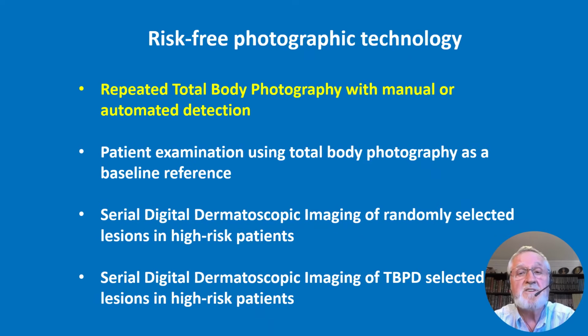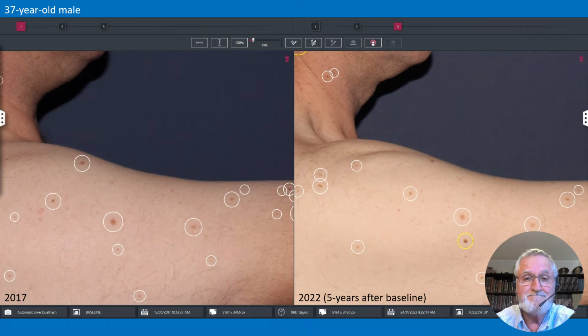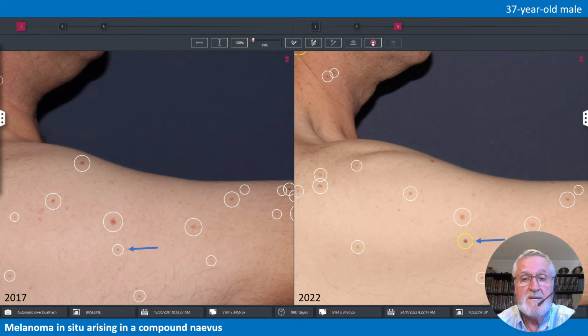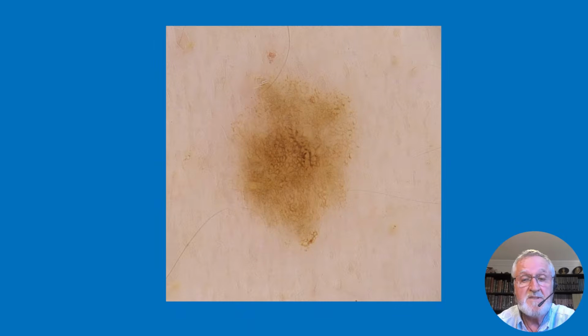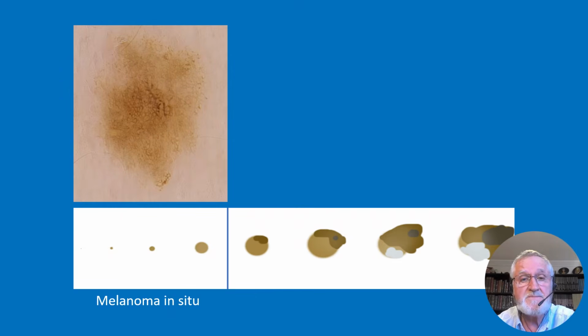Now, with respect to risk-free photographic technology, the first option is repeated total body photography with manual or automated detection. Now, here's a man, 37 years old. You can see here that the total body photography has been repeated after an interval of 5 years, and the red circled lesion has changed compared to the baseline. And we looked at this dermatoscopically, and it did have some peripheral clods indicating growth. And although it wasn't particularly concerning morphologically, we excised it, and it was a melanoma in situ on the far left of the diagrammatic timeline.